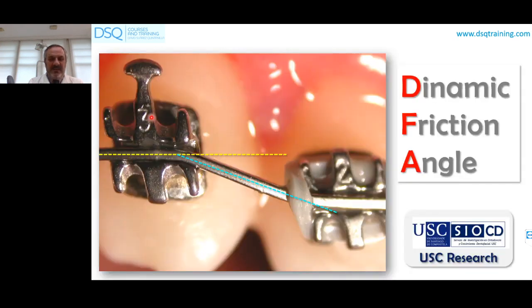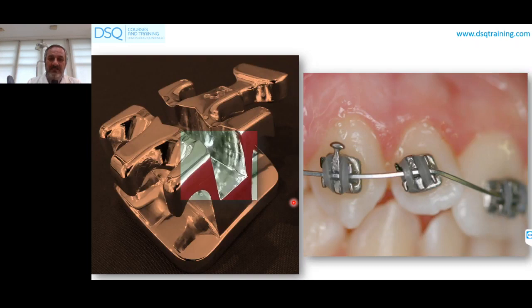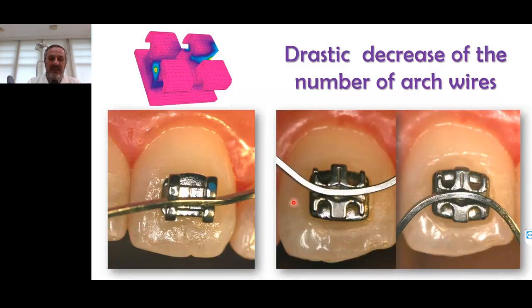The dynamic friction angle, this is a good idea because thanks to this dynamic friction angle it is possible to diminish the number of arch wires. In 90% of the treatments, our second arch wire is the thermal wire 0.014 by 0.025 in a 22 slot. Okay, for example, in this case, you can see the advantages of the Synergy.